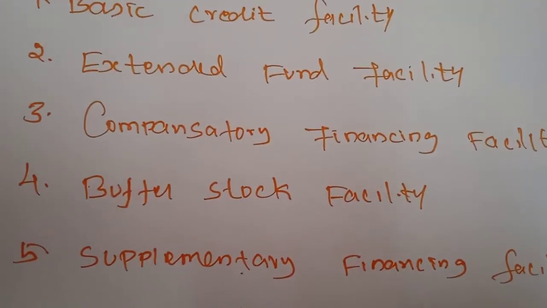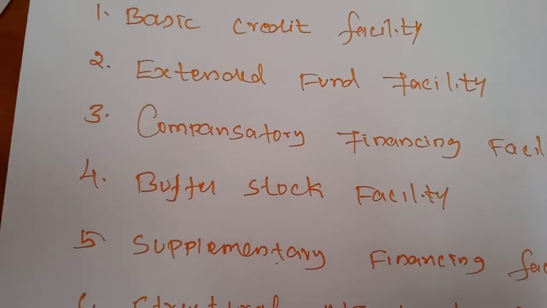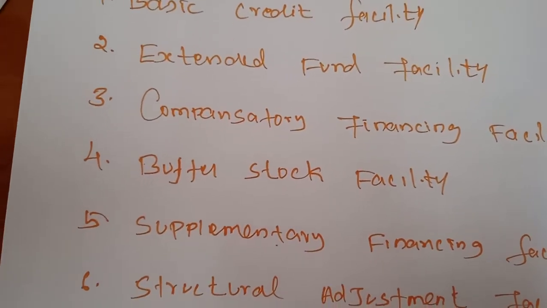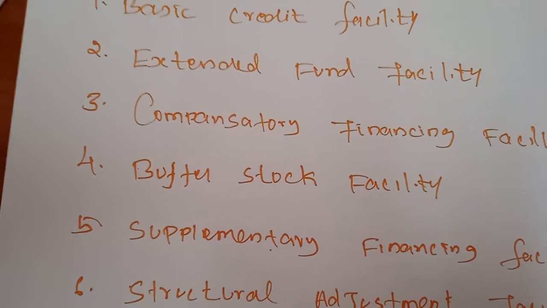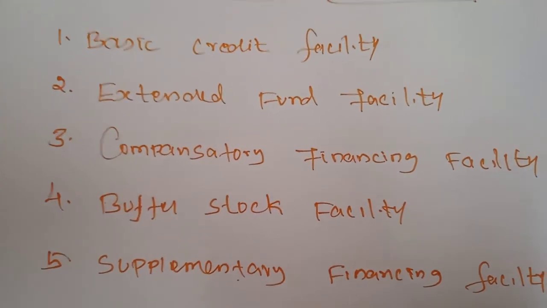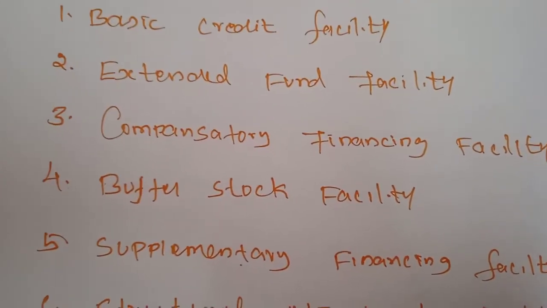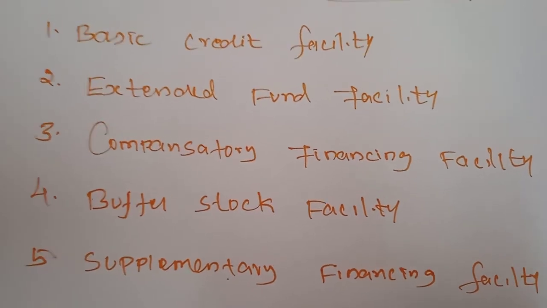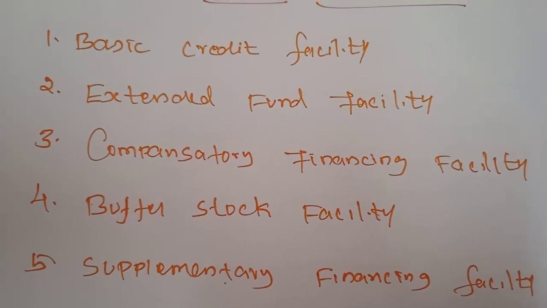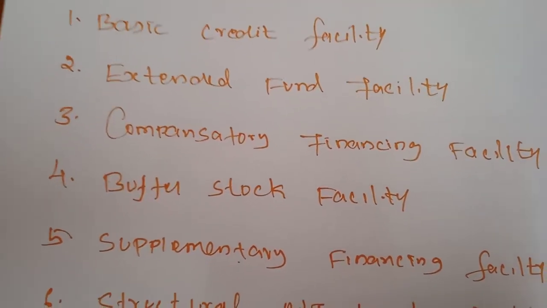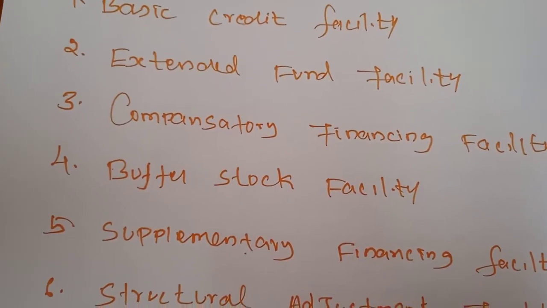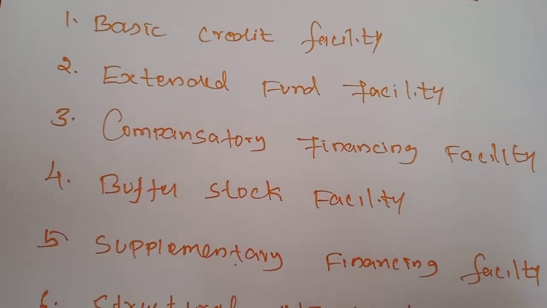Next, extended fund facility. Under this arrangement, the International Monetary Fund provides additional borrowing facilities up to 140% of the members' quota, over and above the basic credit facilities. So beyond the basic credit facilities, the IMF allows member nations to borrow money up to 140% of their quotas. The extended facility is limited to a period of up to 3 years and the rate of interest will also be very low.